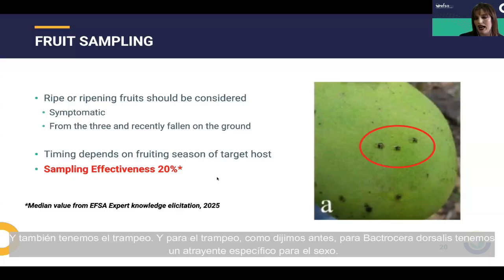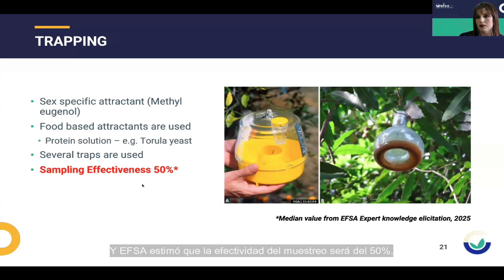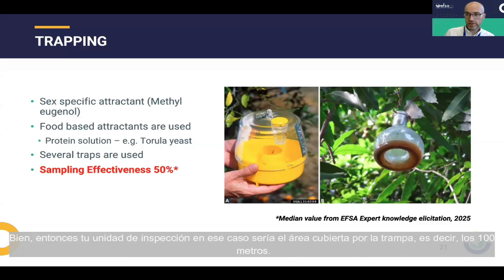And also we have the trapping. For the trapping, as we said before, for Bactrocera dorsalis we have a sex-specific attractant. And EFSA estimated that the sampling effectiveness will be 50%. That means that 1 out of 2 traps will be able to detect the fly in a radius of 100 meters from the trapping spot. Okay, so your inspection unit in that case would be the area covered by the trap, so the 100 meters.